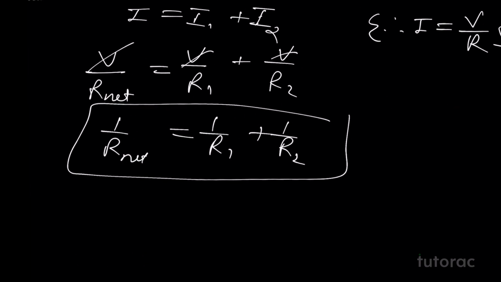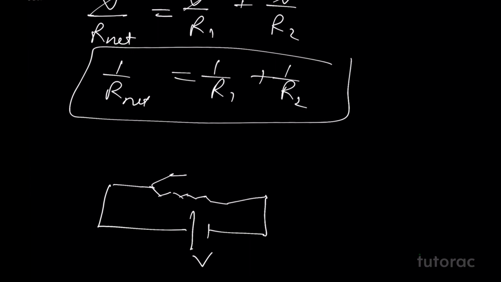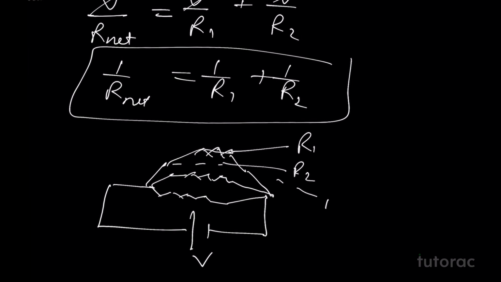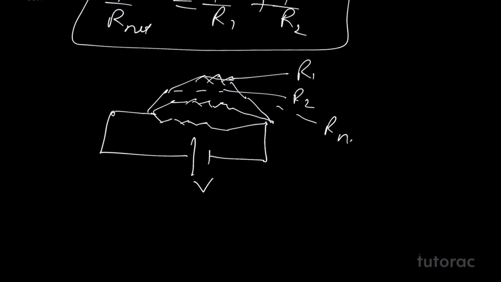Let's try to again put in n resistances. Taking the same battery, same circuit, this is my battery, potential V. I have one resistance here, one more resistance here, and here I have one more resistance, and similarly there are n resistances. All are parallel. I am giving the values R1, R2, and up to Rn. Now, applying the same current law, this is A, this is B, this is C, this is D.